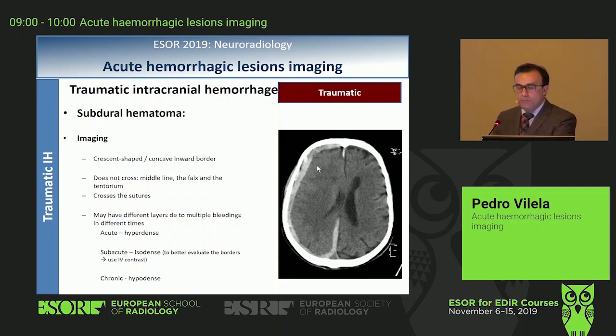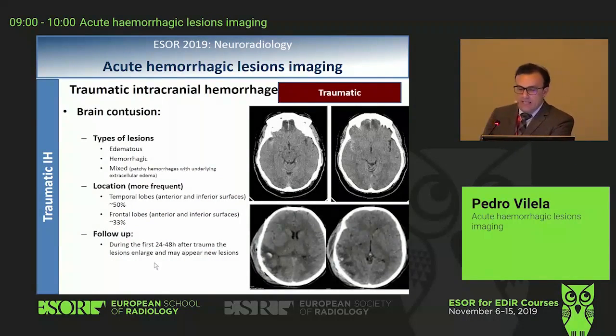They may have multiple layers, meaning that these hematomas have bled several times, and they go from hyperdense to isodense and hypodense on CT. Brain contusions, you know that they can be edematous, as you see here, edema on the lower frontal gyrus, or hemorrhagic, as you see here, with hemorrhagic lesions associated with edema.